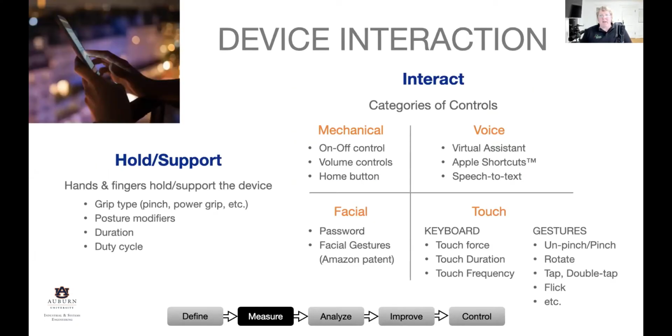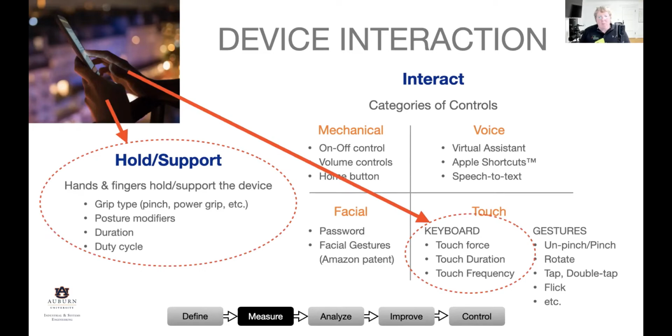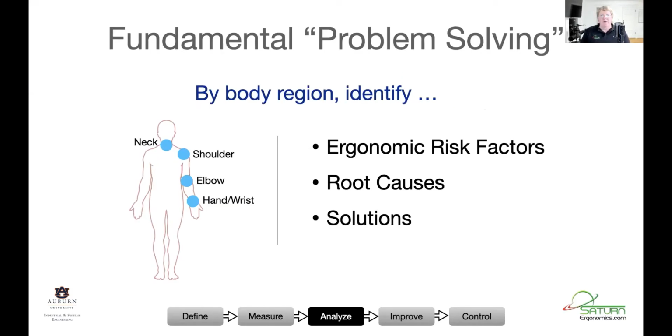If we look at device interaction, you hold and support the device in your hand. You also have touch and gestures. Those are the physical interaction. You also have things such as voice and facial gestures, which are not really classical physical ergonomics. But the things I felt we can make some headway with are holding the device and also touching the device, particularly the keyboard: the touch force, duration, and frequency.